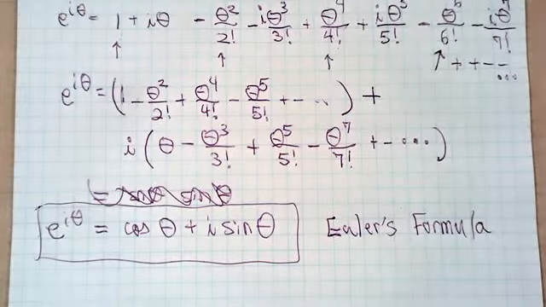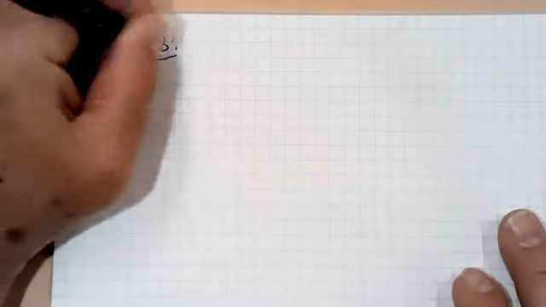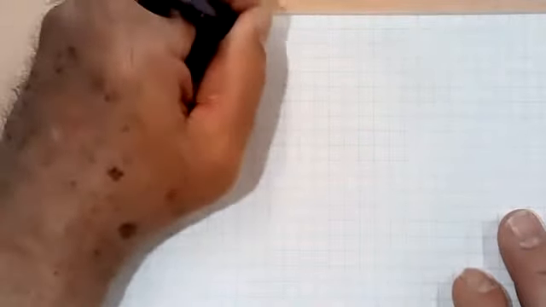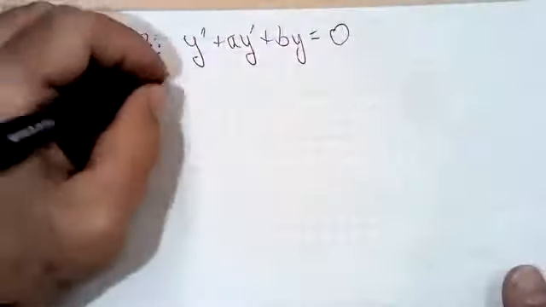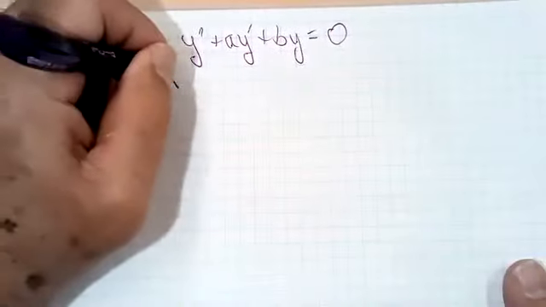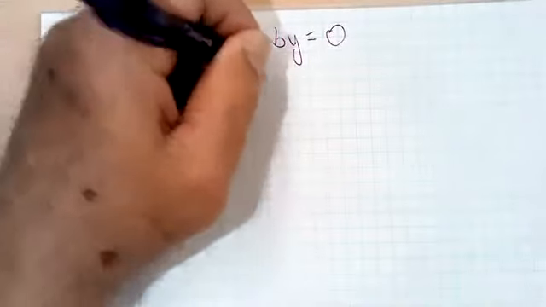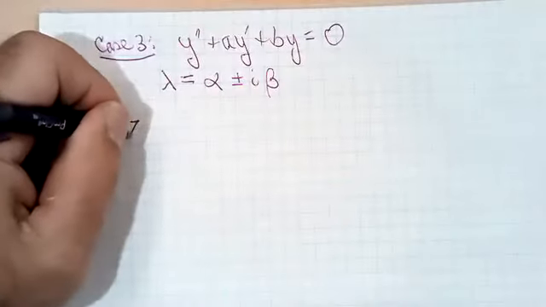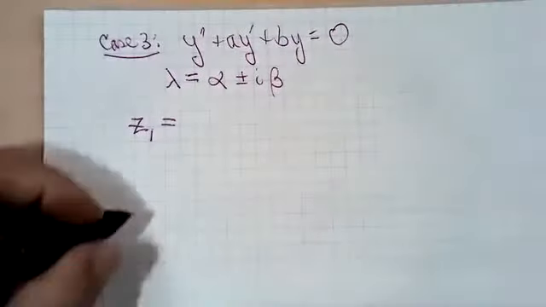Okay, now we were doing this because we were trying to solve differential equations, remember? So we got to this case, case 3, when we're trying to solve y double prime plus ay prime plus by equals 0. We said, what if you had a complex conjugate pair for the roots of the characteristic equation, alpha plus or minus i beta? And I said, you could just do exactly what you did with case 1, it's just with complex numbers.